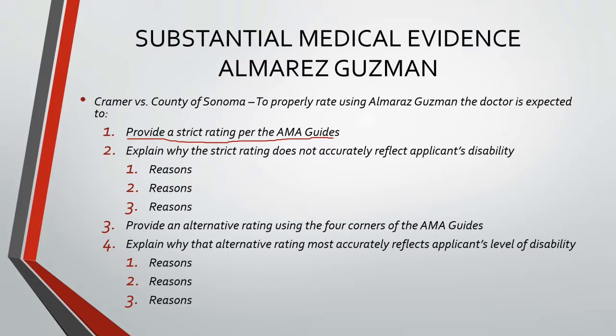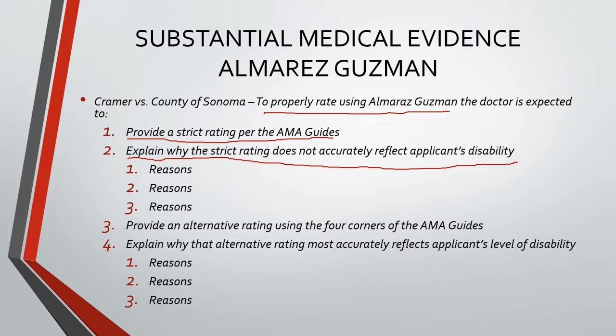In my opinion, Mrs. Smith's impairment rating under the strict application of the AMA Guides is 16% whole person impairment, period. See discussion above. And you refer the reader of your report to the section above wherein you went through the entire formulation as to how you arrived at the permanent impairment rating of 16% whole person. Then in a new paragraph, you're going to go through step number two in the procedure to properly rate using Almaraz and Guzman. Step number two is you're going to explain to the parties why the strict rating does not accurately reflect the applicant's disability.